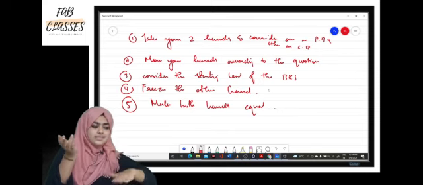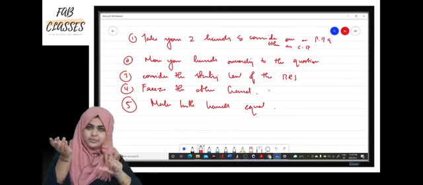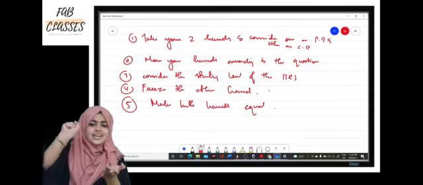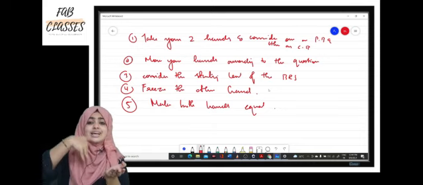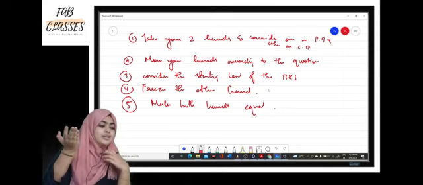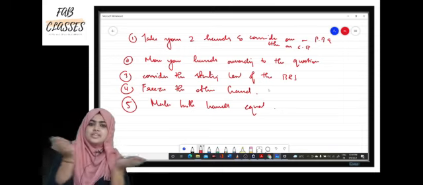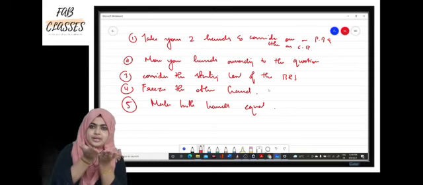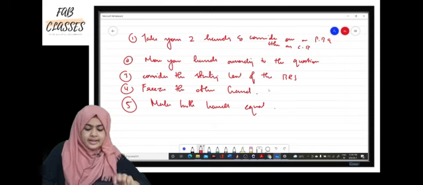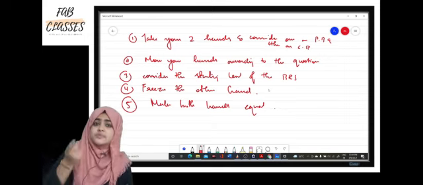So the next step is freeze the other hand. That means if the starting balance is cash book, then freeze the other hand. Freeze the other hand in the sense freeze the passbook. If the starting balance is passbook, then freeze the other hand, that is cash book. Then the last step is make both hands equal. We want to have the cash book and passbook as equal. Okay. So these are the 5 steps. And now let us see how to implement these 5 steps in the question.